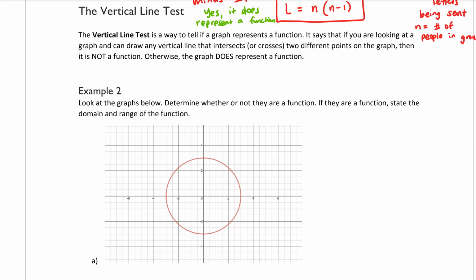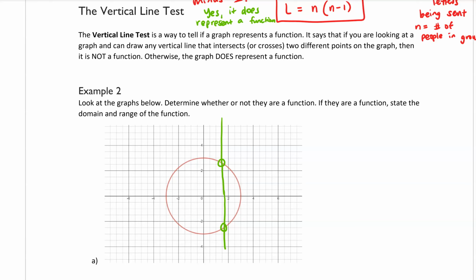So in part A, we have this red circle. It is centered at the origin, or the point (0, 0), and it has a radius of 3. So the vertical line test says that if I draw a vertical line anywhere on the graph, and if it intersects our graph at more than one place, then it is not a function. So I've just gone ahead and drawn a vertical line, and notice that I am hitting 2 points on our circle. That means that this is not a function because it does not pass the vertical line test.